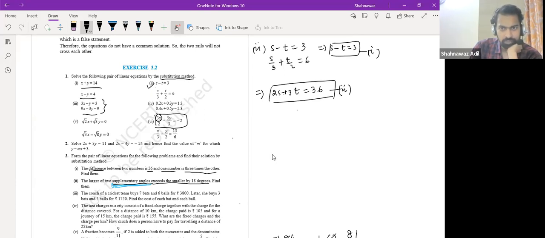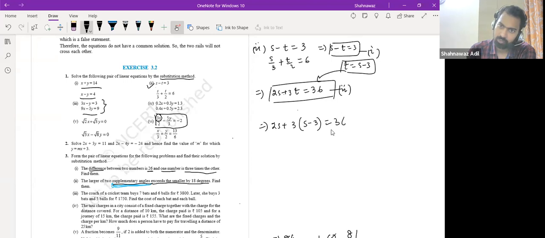I'm still doing it, but I did s minus t equal to 3, so t will be equal to s minus 3. And then 2s plus 3t equal to 36. So 2s plus 3 multiplied with s minus 3 equal to 36. I'm still doing it after that. So please find the solution.